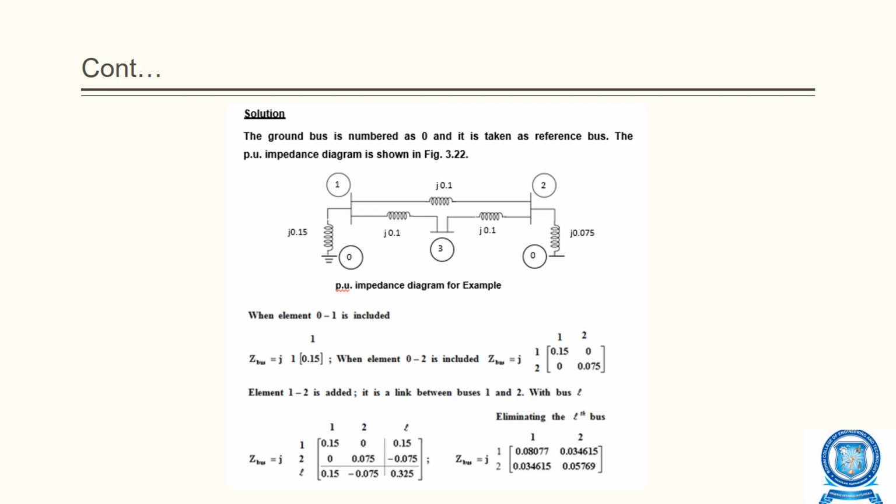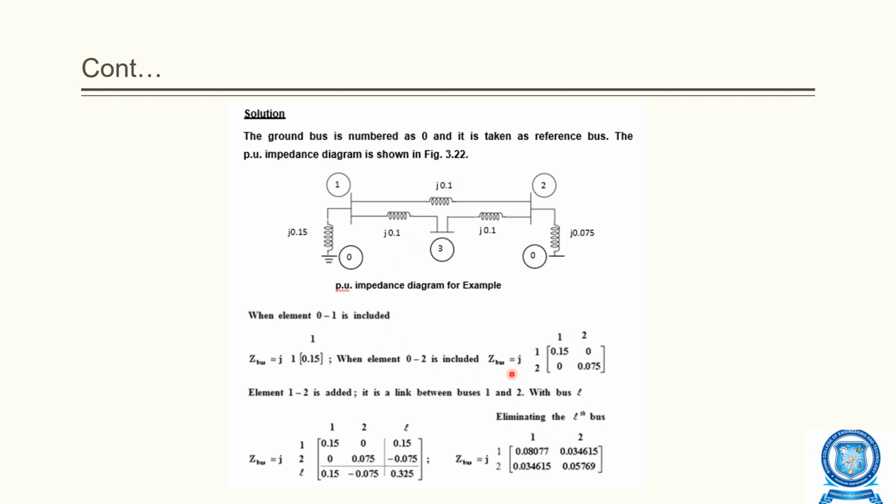So the solution goes like this. The ground bus is numbered as 0 and taken as the reference bus. The per unit impedance diagram is given. Here the impedance diagram is plotted and the impedance values are represented along with it. From 0 to 1 you have only j0.15. From 0 to 2 you have the element j0.075.